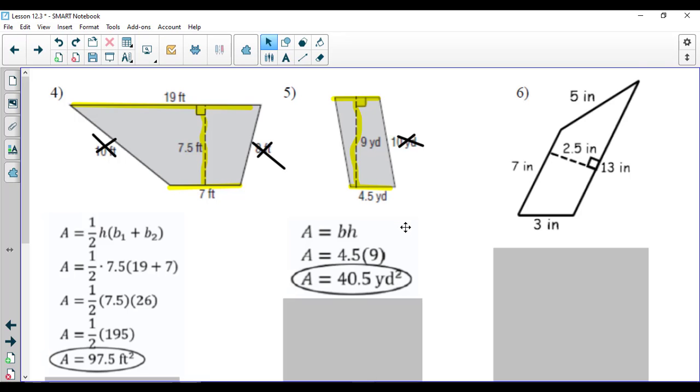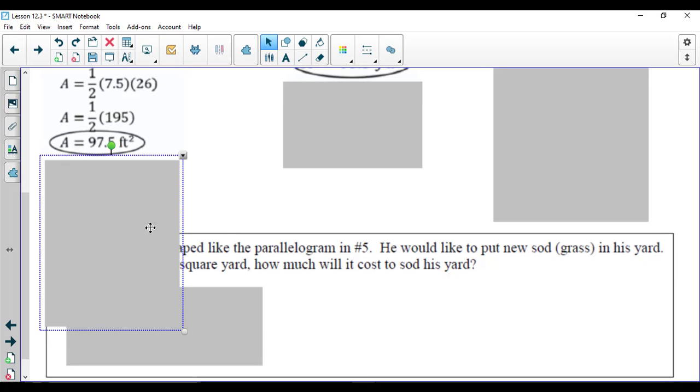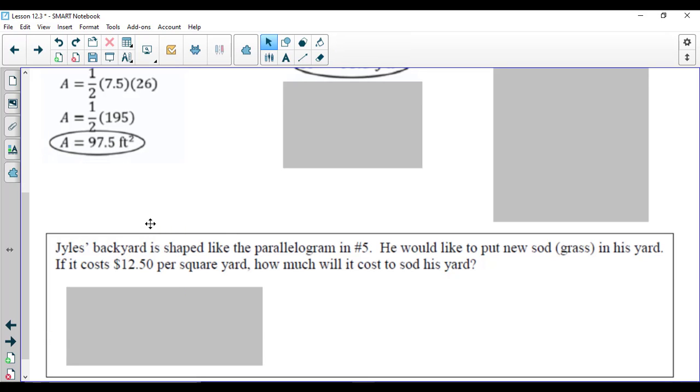Now before we move on to number 6, I want to look at this question that's down below here. Let me delete this box or get it out of the way. It says Giles's backyard is shaped like the parallelogram in number 5. That's the question we just saw. He would like to put new sod or grass in his yard. If it costs $12.50 per square yard, how much will it cost to sod his yard?